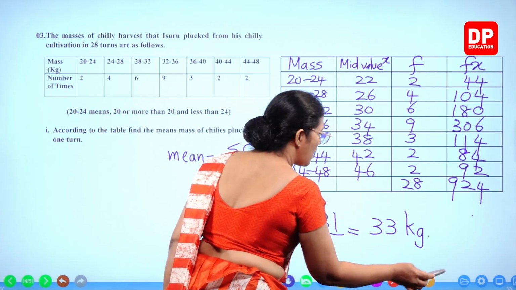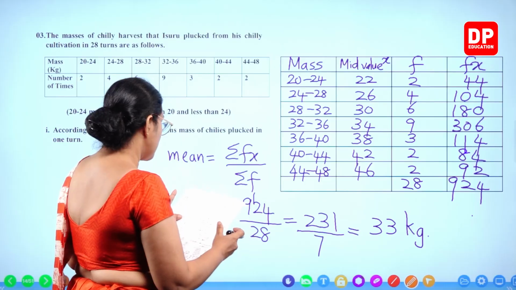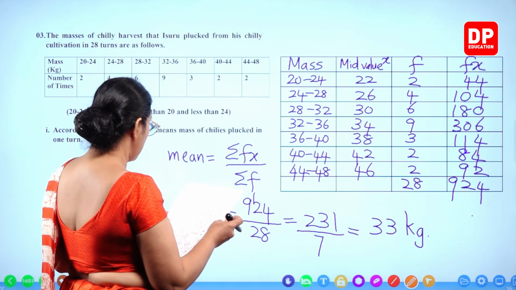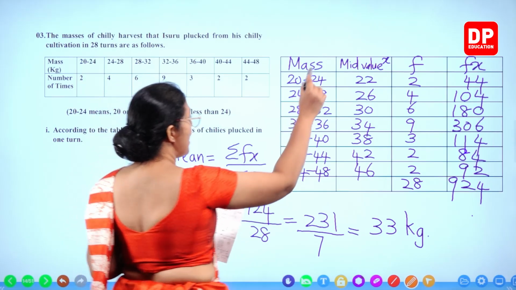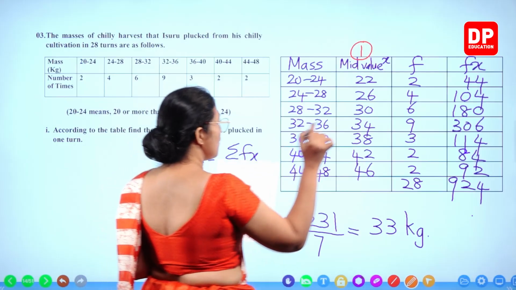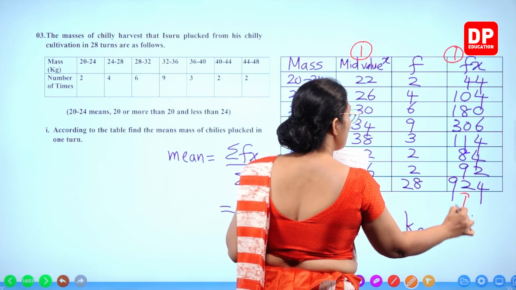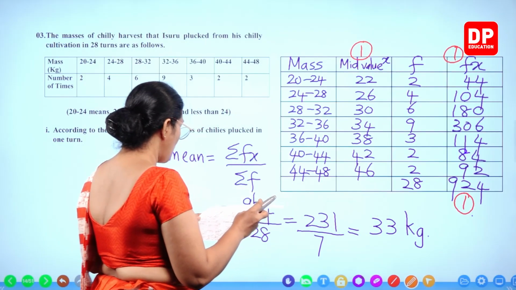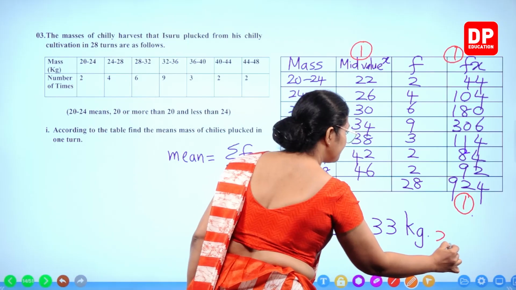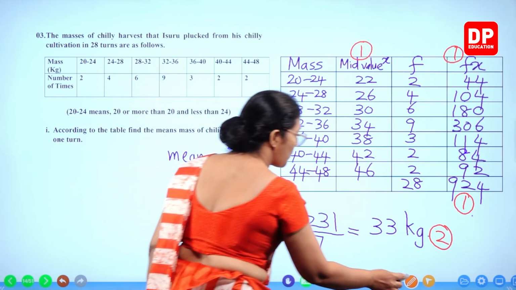So how many marks can we give for this answer? We can give 1 mark for finding mid values, 1 mark for fx values, and 1 mark for the total. So for the mean value you are getting 2 marks. So altogether 2, 3, 4, 5 marks for the first part.